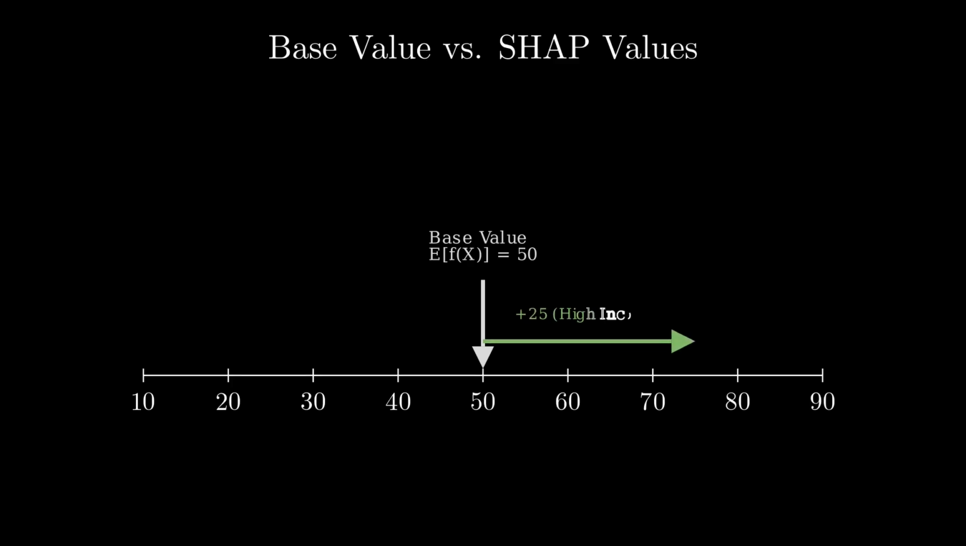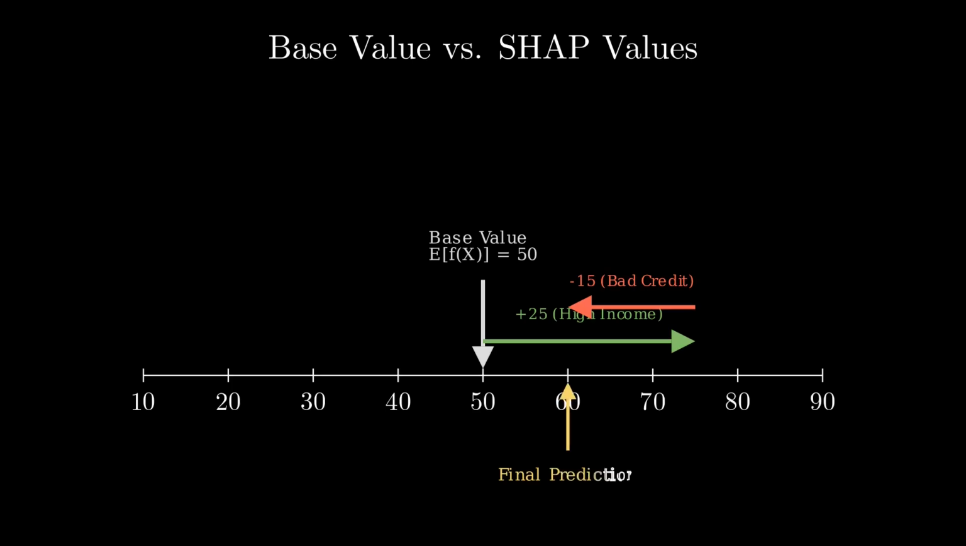When we introduce specific features for a single instance, they act like forces pulling the prediction away from the baseline. For example, a high-income feature might act as a positive force, adding 25 points to our score. Conversely, a poor credit history acts as a negative force, dragging the prediction down by 15 points. These individual shifts, positive or negative, are the exact SHAP values for these specific features.